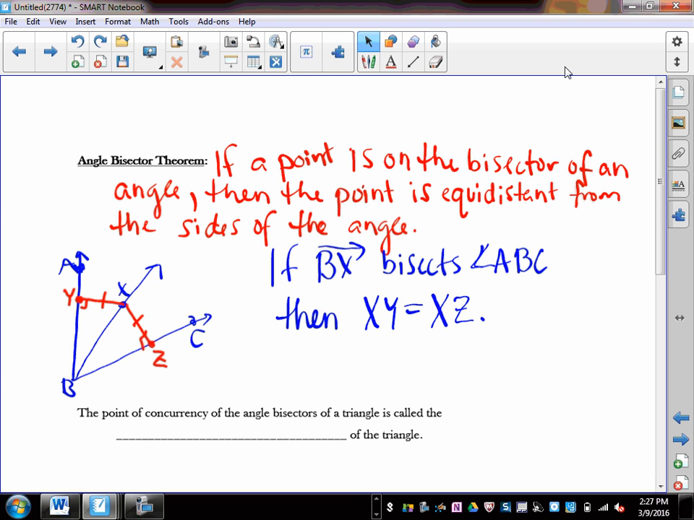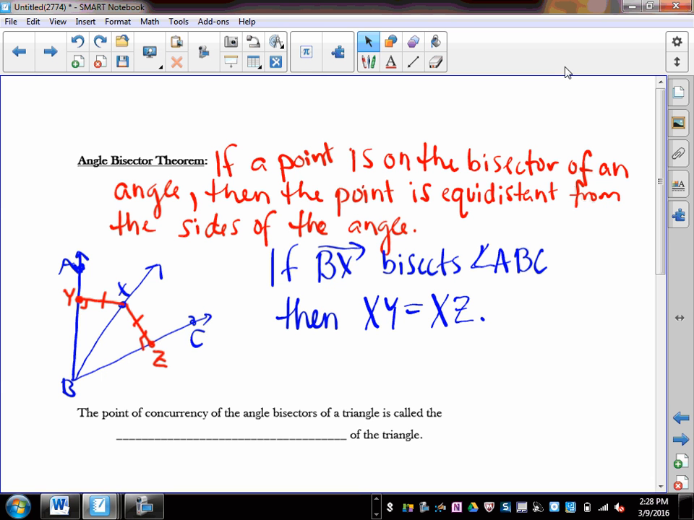Now the point of concurrency of the angle bisectors of a triangle is called the incenter. So notice now we are dealing with angle bisectors. So perpendicular bisectors create circumcenters. Angle bisectors create incenters.